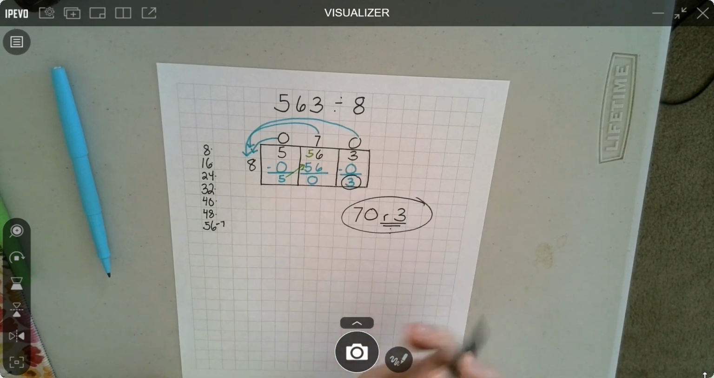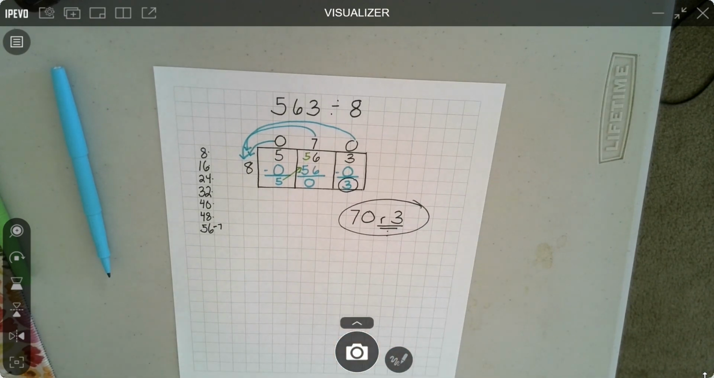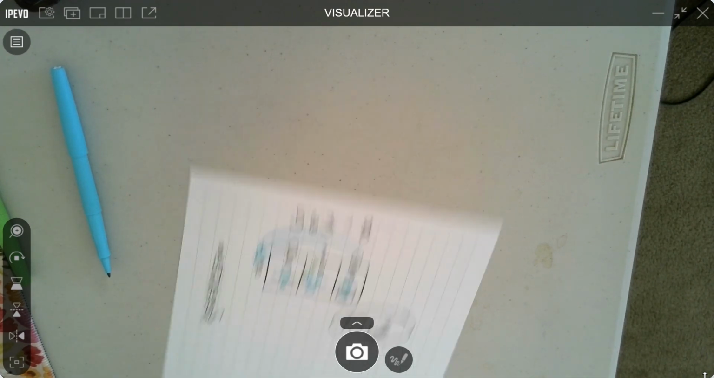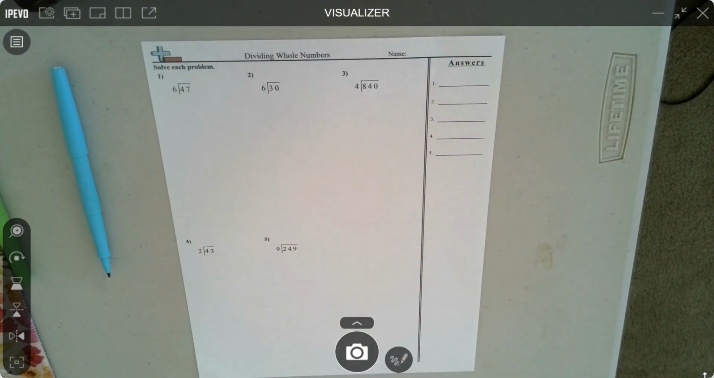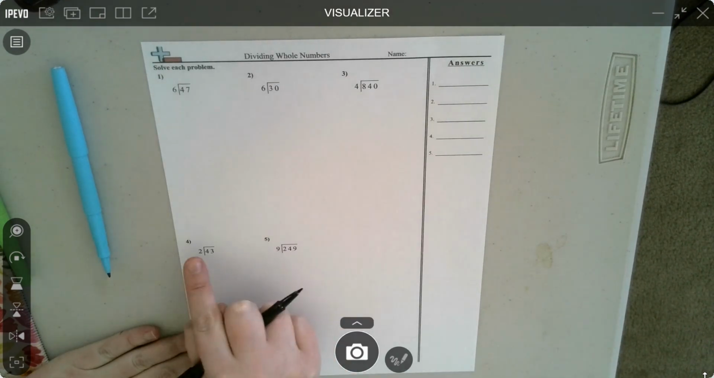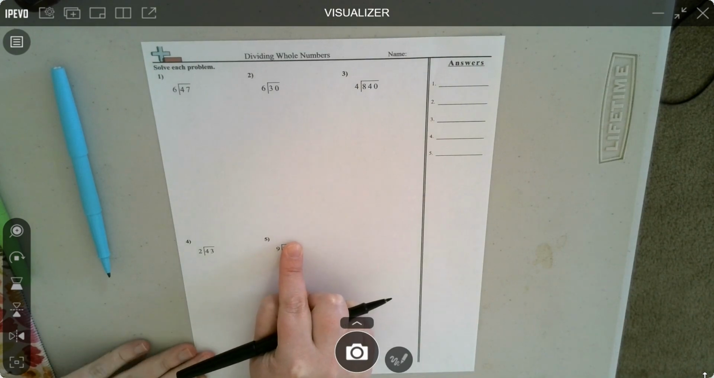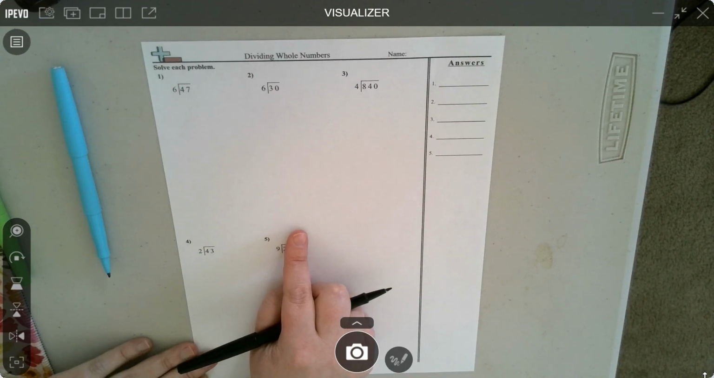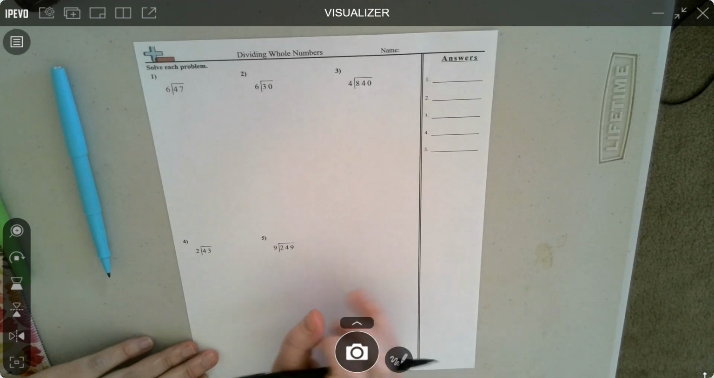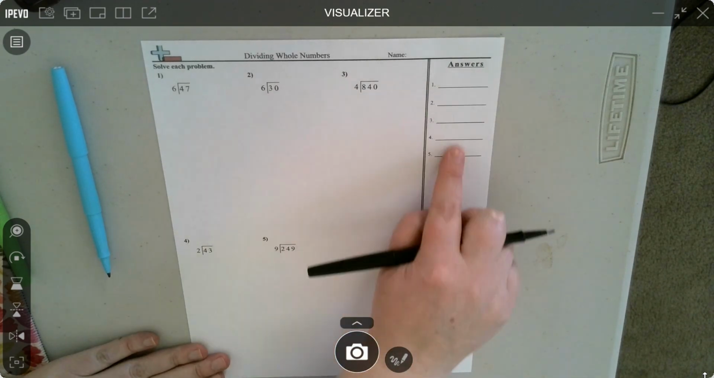So 70 R3. Now, before I set you off for your independent work, Ms. Martinez will be passing it out soon. Let me show you what you're going to be doing. You have 5 problems here. 1, 2, 3, 4, 5. Now, not only is she going to pass out this paper right here, she's going to pass out a piece of scratch paper, notebook paper. You are to do the work on the notebook paper and write your answers here.